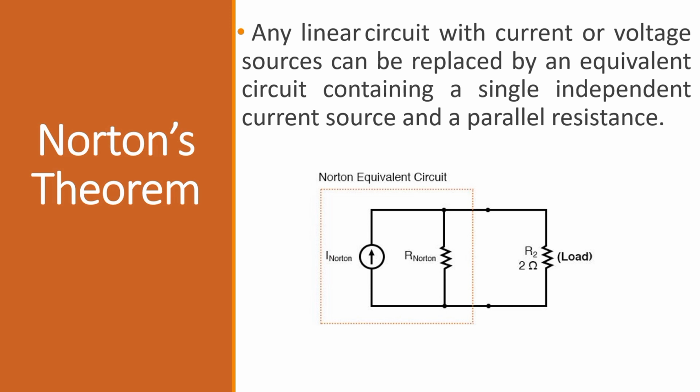The main difference between Thevenin's theorem and Norton's theorem is that Thevenin's theorem provides an equivalent voltage source and an equivalent series resistance, while Norton's theorem provides an equivalent current source and an equivalent parallel resistance.